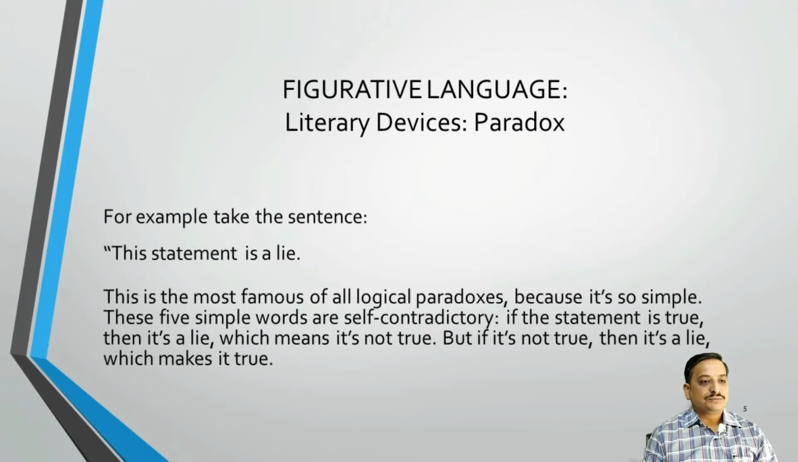Examples include, if you take the sentence, "This statement is a lie." This is the most famous of all logical paradoxes because it's so simple. These 5 simple words are self-contradictory. If the statement is true, then it's a lie, which means it's not true. But if it's not true, then it's a lie, which makes it true. So there is contradiction within these 5 words.